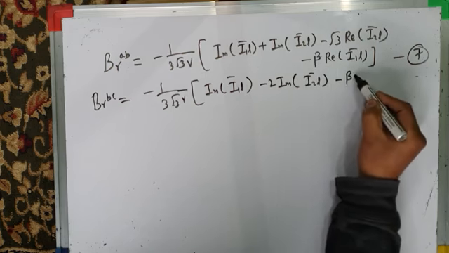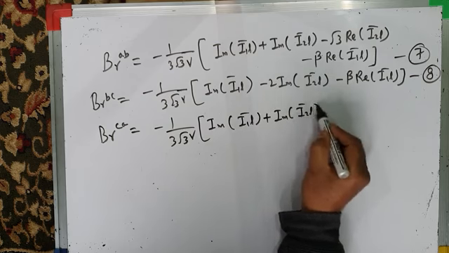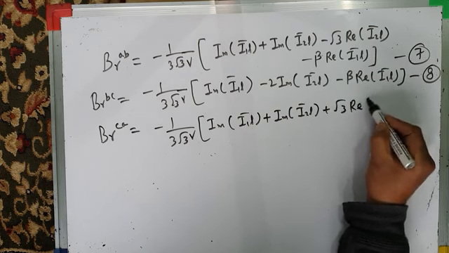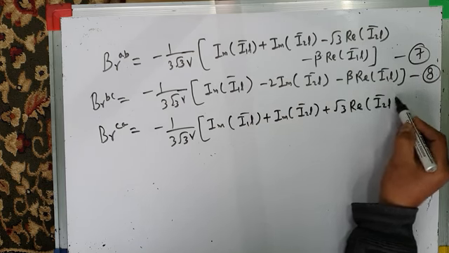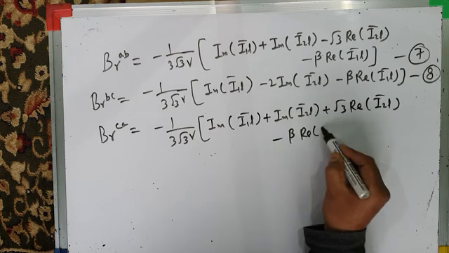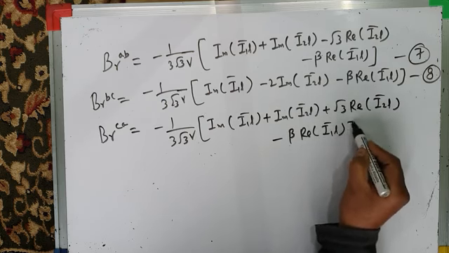And finally, B gamma CA, that is susceptance of compensator branch CA, is equal to minus 1 by 3 root 3 V times imaginary part of positive sequence component of load current plus imaginary part of negative sequence component of load current plus root 3 times real part of negative sequence component of load current minus beta into real part of positive sequence component of load current. This is equation 9.